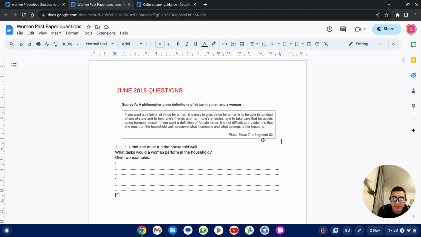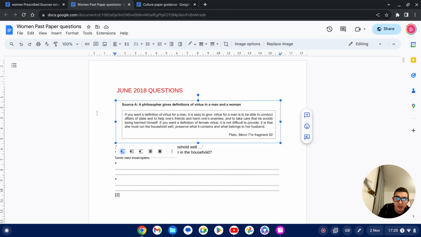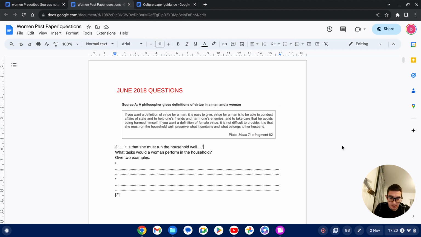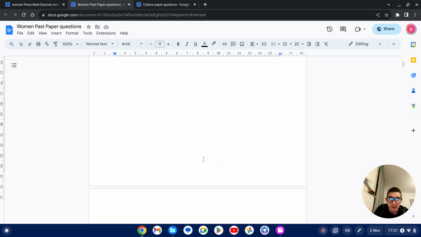So, source there. What I have done is, this would be in the insert, okay? Initially, this would be in an insert, which is basically a separate booklet. And the question will refer to parts of the insert, okay? So, she must run the household well. What task would a woman perform in the household? If you'll note, that's not actually anything to do with this source, okay? That's simply a factual recall question. This is your AO1. It's a 2-mark question, and it says, give 2 examples, okay? So that's how that question works.